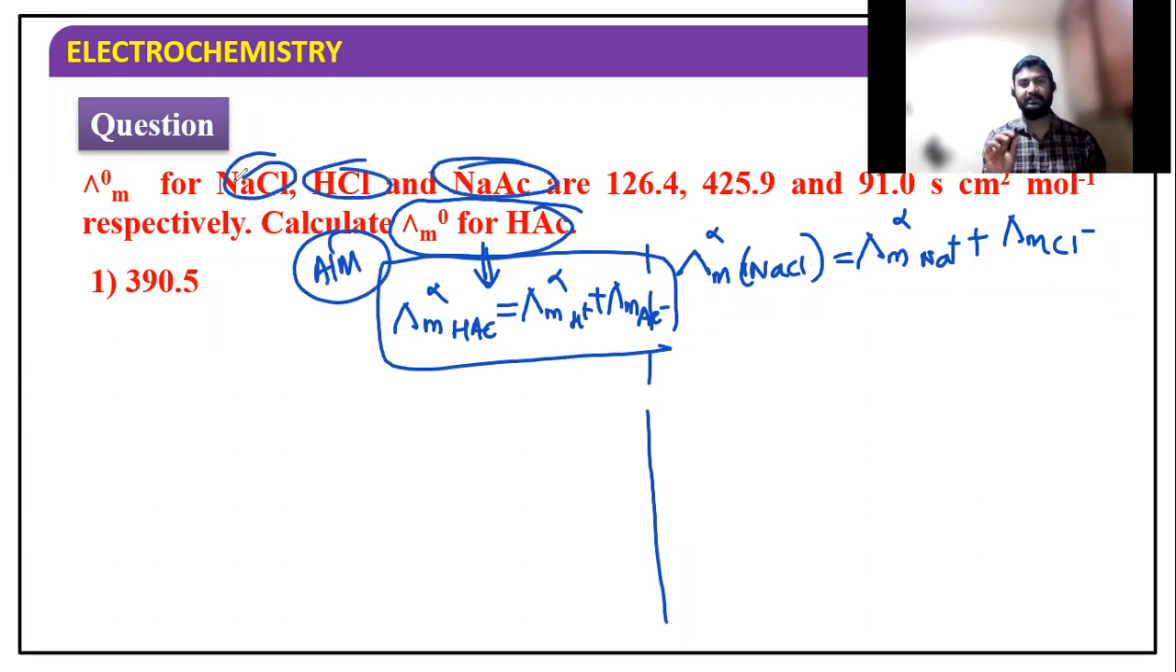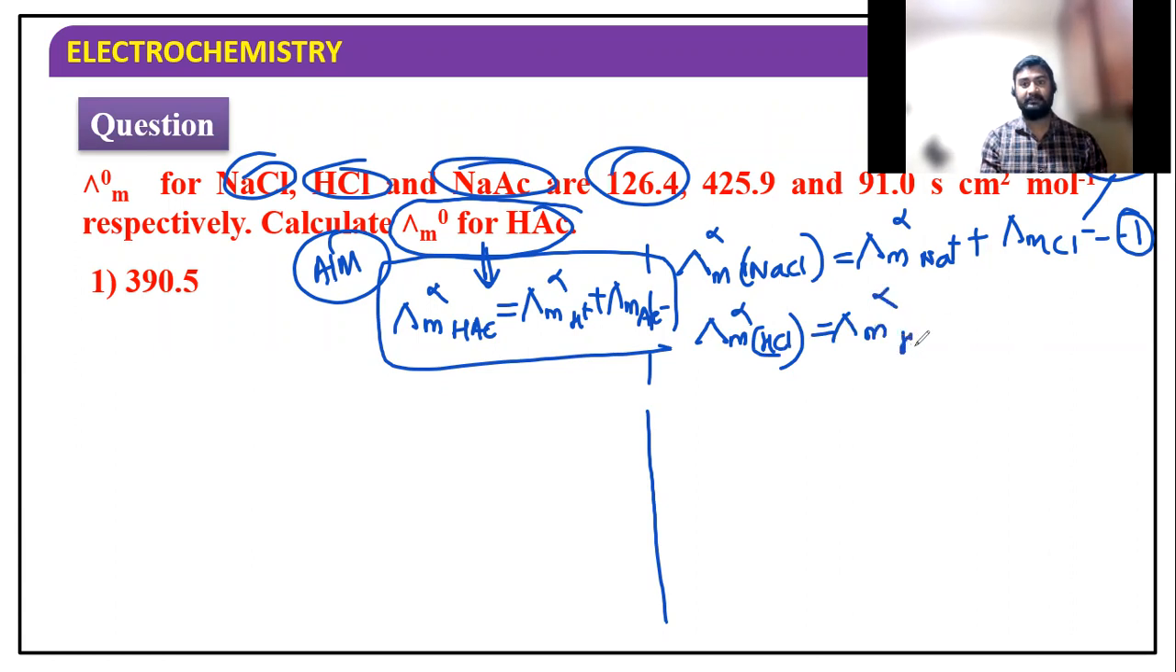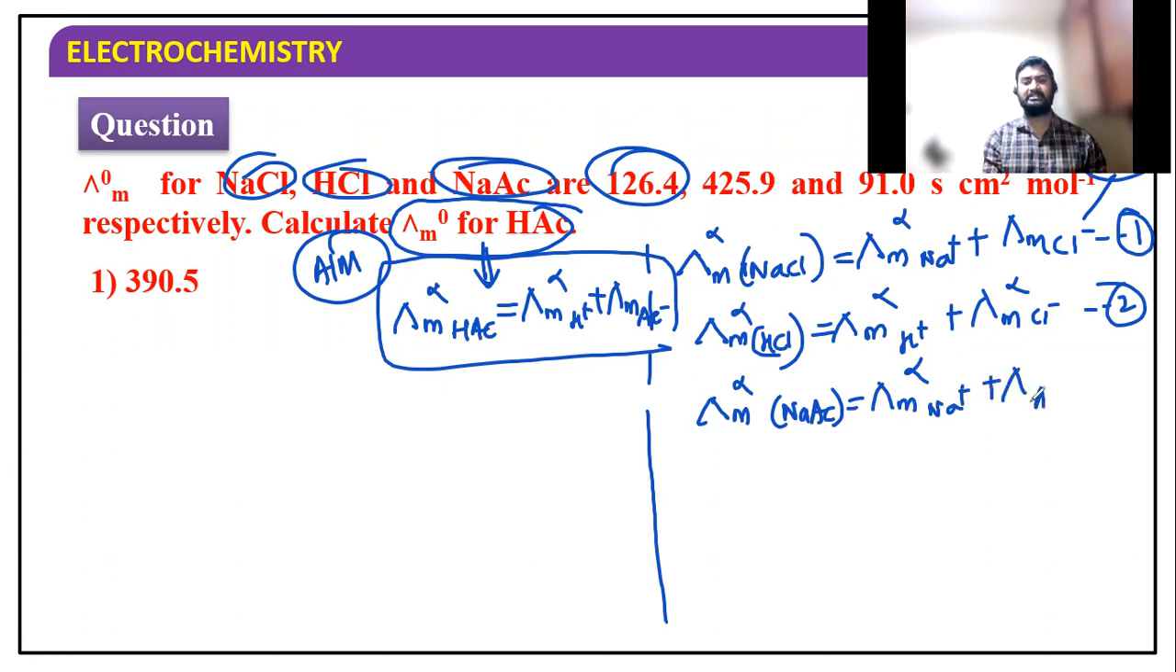This is how we approach. So I've written this equation; I'm calling it equation number 1, and that has a value of 126.5. So I'll write 126.4. Very well. Next one, lambda infinity for HCl, and we shall write it like this: lambda infinity for H plus plus lambda infinity for Cl minus. That's equation number 2. Then we have the third one, lambda infinity for NaAC, that is lambda infinity for Na plus plus lambda infinity for AC minus. This is the exercise we do.